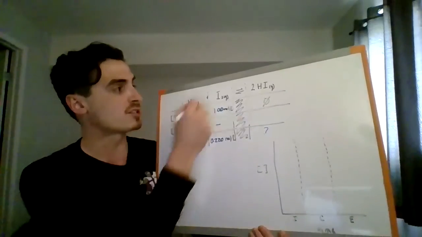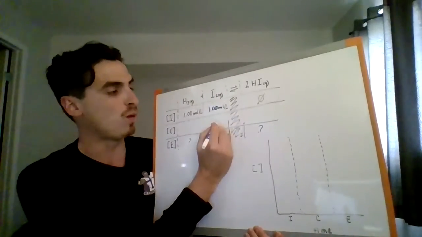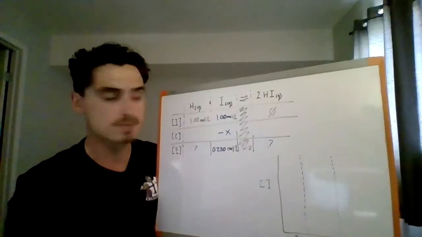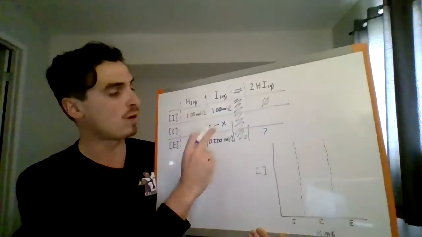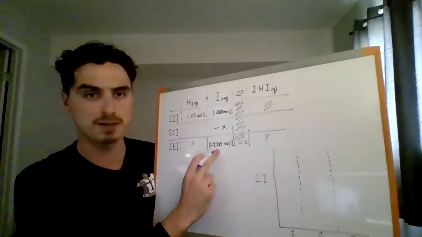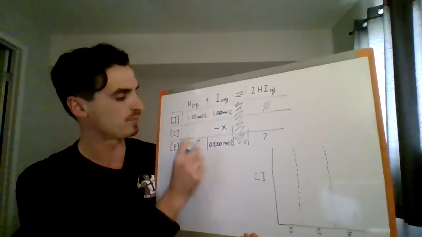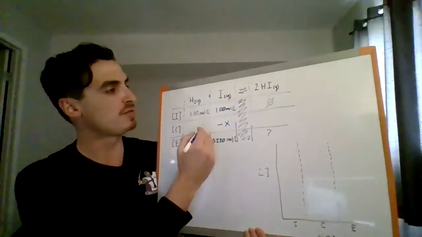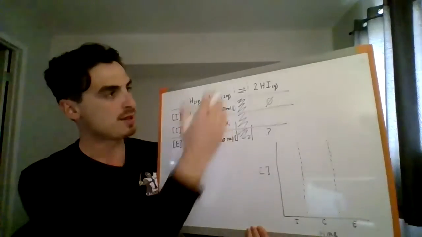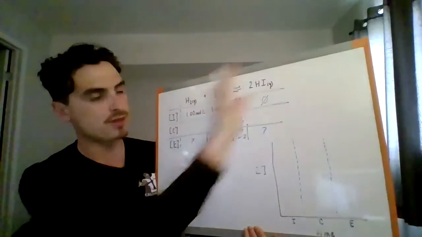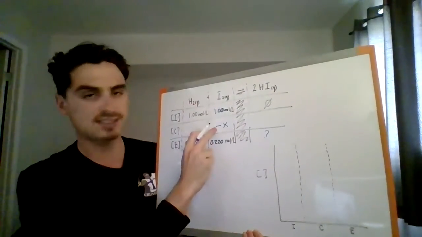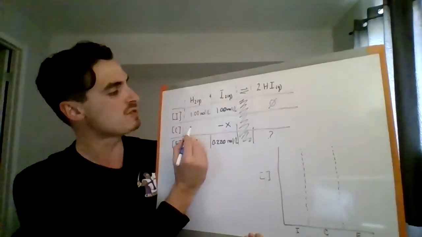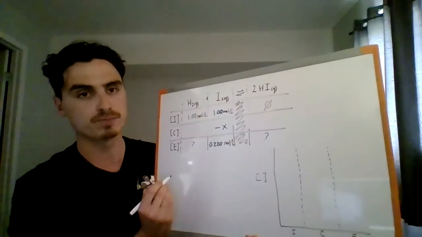Now, because the coefficient is 1, we don't know what that change is yet. So we're just going to give it the value of x. So we're going to say that it started at 1, it lost something, and it ended up at 0.220, okay? Now, let's look at how this affects hydrogen, okay? Think about the left side and the right side. If this reactant has lost some, it's reacted, what do you think is going to happen to hydrogen?